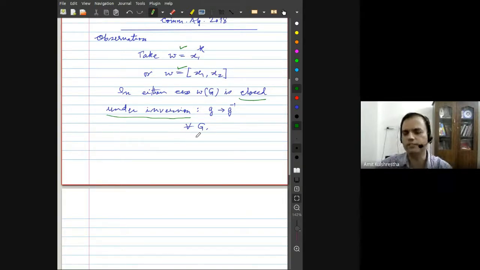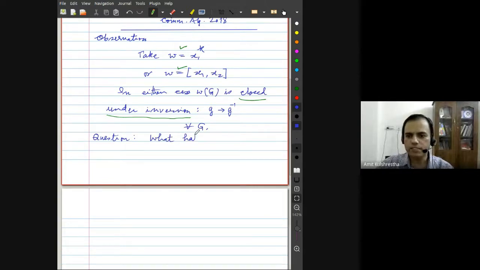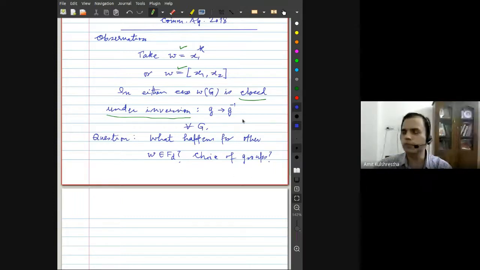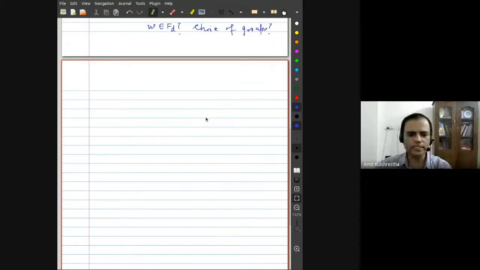That is independent of the choice of group, but quite often these things are dependent on groups. So there's a notion of chirality of groups, and that's what we are going to discuss today. So the question is therefore, what happens in general? So for other words, and what about choice of group? So maybe sometimes choice of groups may have some role to play over here. Yeah, so I guess so far things are clear.